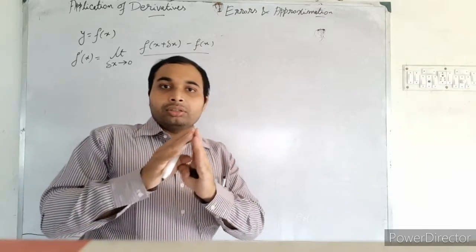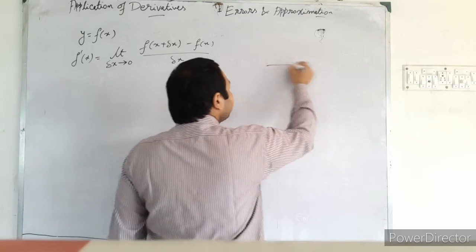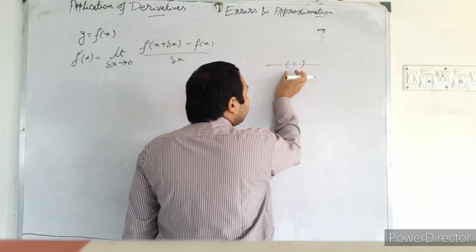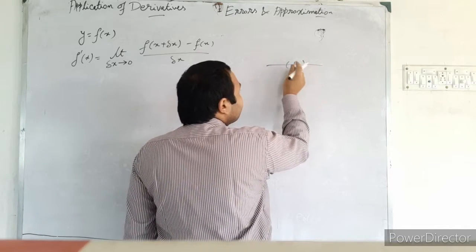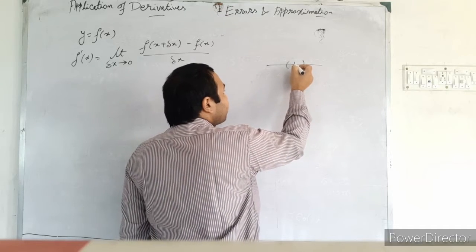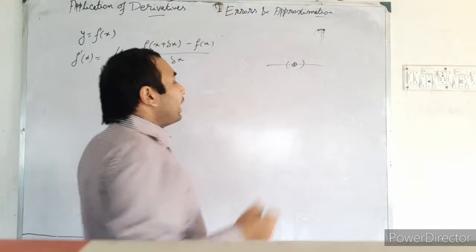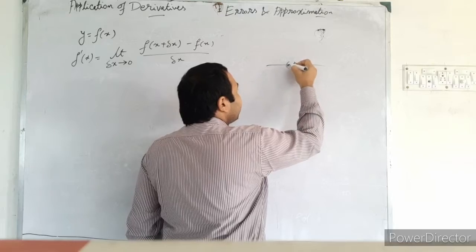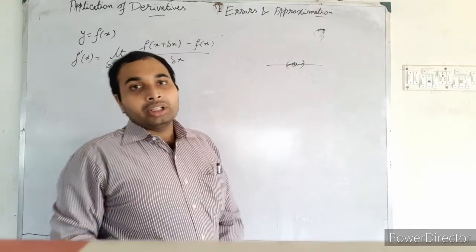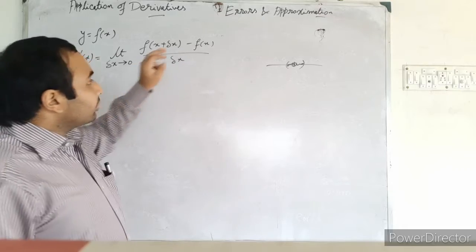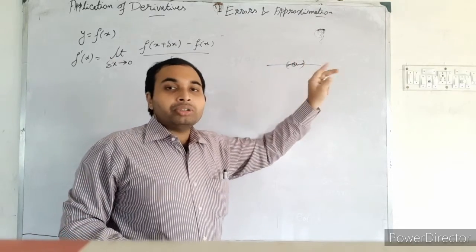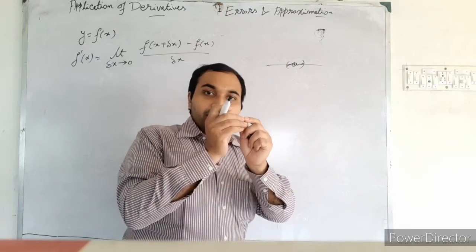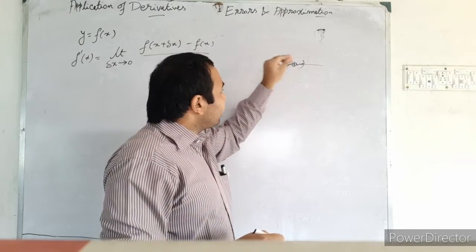From the concept of limits, you know that if we take the limit at this point, the limiting value is actually the value of the function in the neighborhood of this point, but not at that point. So we take the values in this neighborhood, but not at that particular point. If we consider the right hand limit, the value is slightly greater than the value at that point.